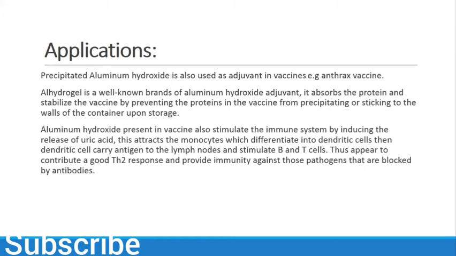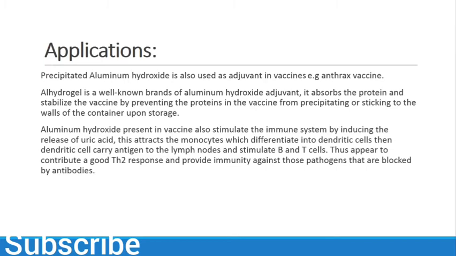So first of all, we have monocyte. Monocyte differentiates into dendritic cell and macrophages. So they are from the same family. So monocyte differentiates into dendritic cell, then dendritic cell carries antigen to the lymph node and stimulates B and T cell. So the dendritic cells are also known as professional antigen presenting cells.